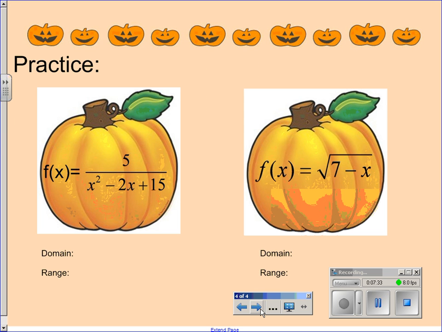So now I'm going to give you 2 questions to try. So pause the video, see if you can find the domain of these 2 questions, and then turn it back on to check your answer.